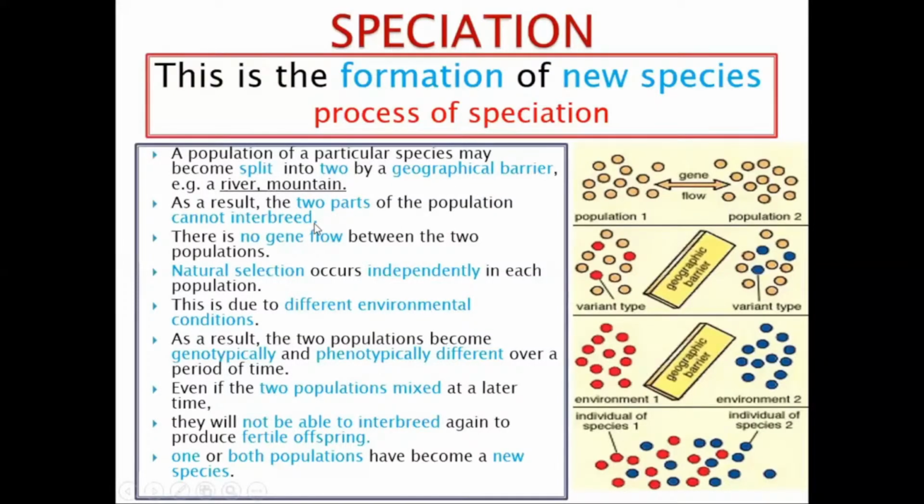Two, they cannot interbreed. There is no gene flow. You must talk about natural selection occurring independently, and you must talk about the environmental conditions. So you must talk about the genetically different, resulting in phenotypically different organisms. And then you must talk about when you remove the barrier and leave them to mix, then they won't be able to interbreed to produce a fertile offspring. Then you tell us how many have become new species. Then you'll be able to get the mark.